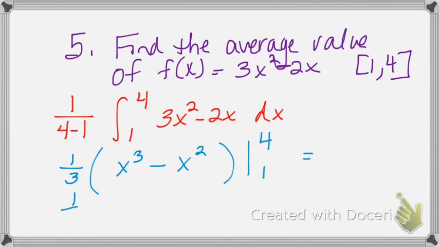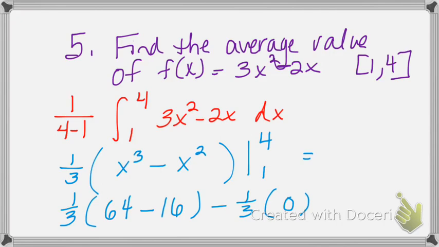I'm just going to multiply by a third, but plug in the 4. 4 to the third would be 64. 4 squared is 16, and then subtract a third times plugging in a 1. You would get 0. 64 minus 16 is 48. Divided by 3 is then 16. And that's the average value of that equation over that period of time.